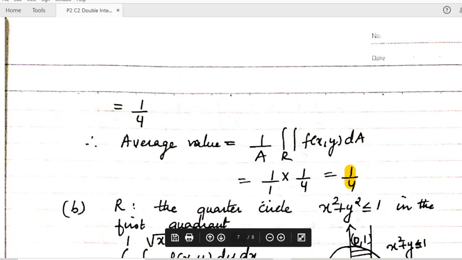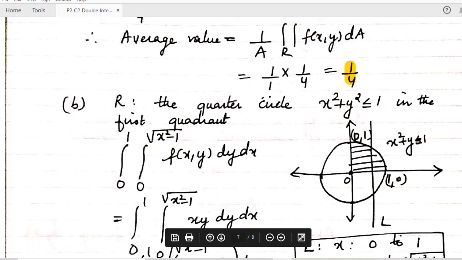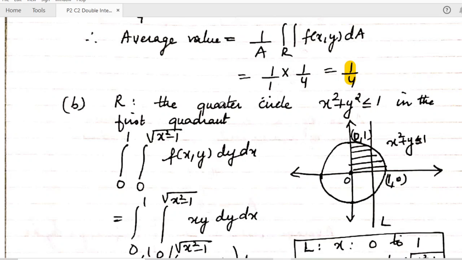Now the next case, second part B. In this, the region is the quarter circle x square plus y square less than or equal to 1 in the first quadrant. So the quarter circle, what does it mean? First let us sketch this region, the quarter circle x square plus y square less than or equal to 1 in the first quadrant.